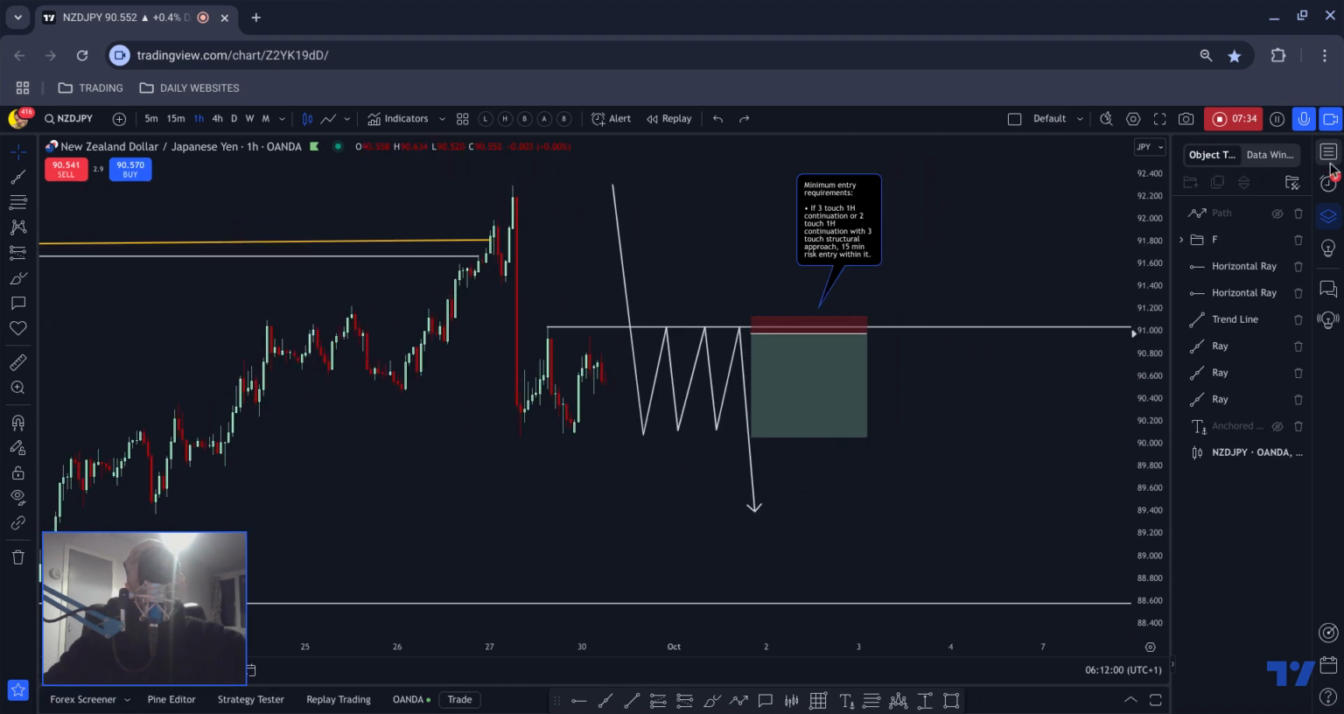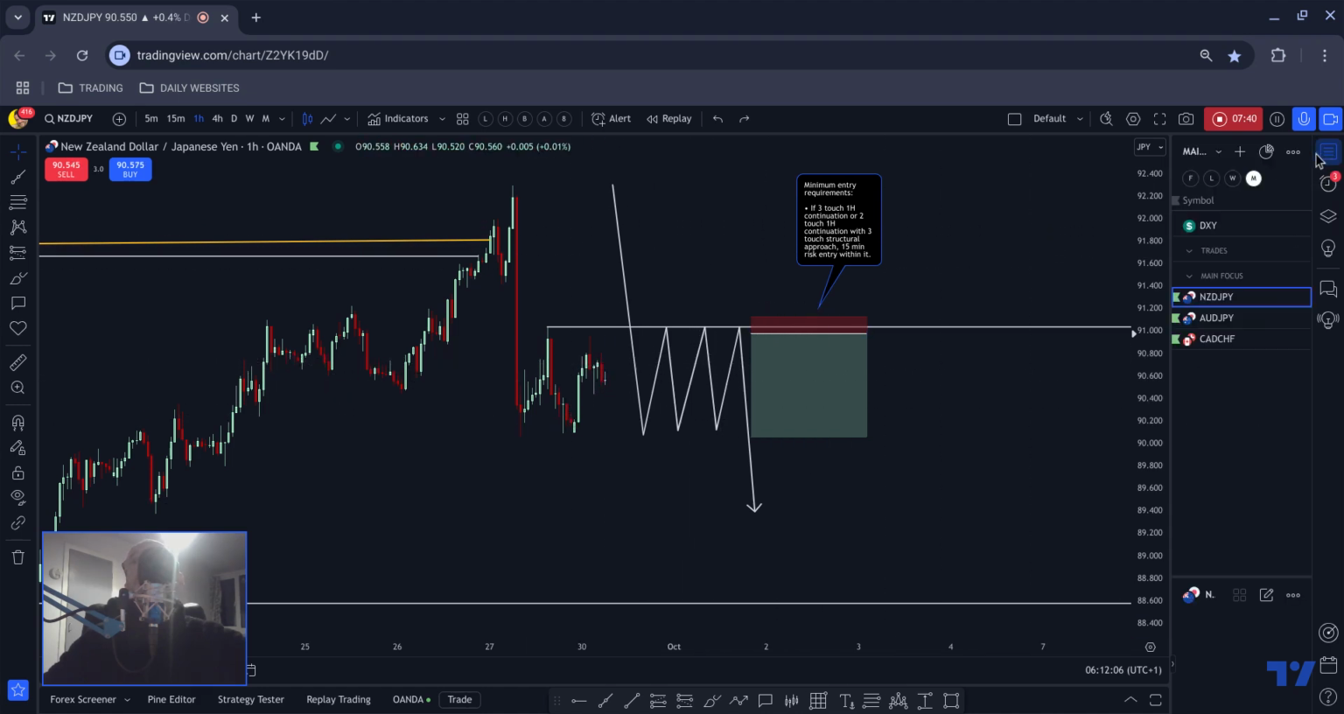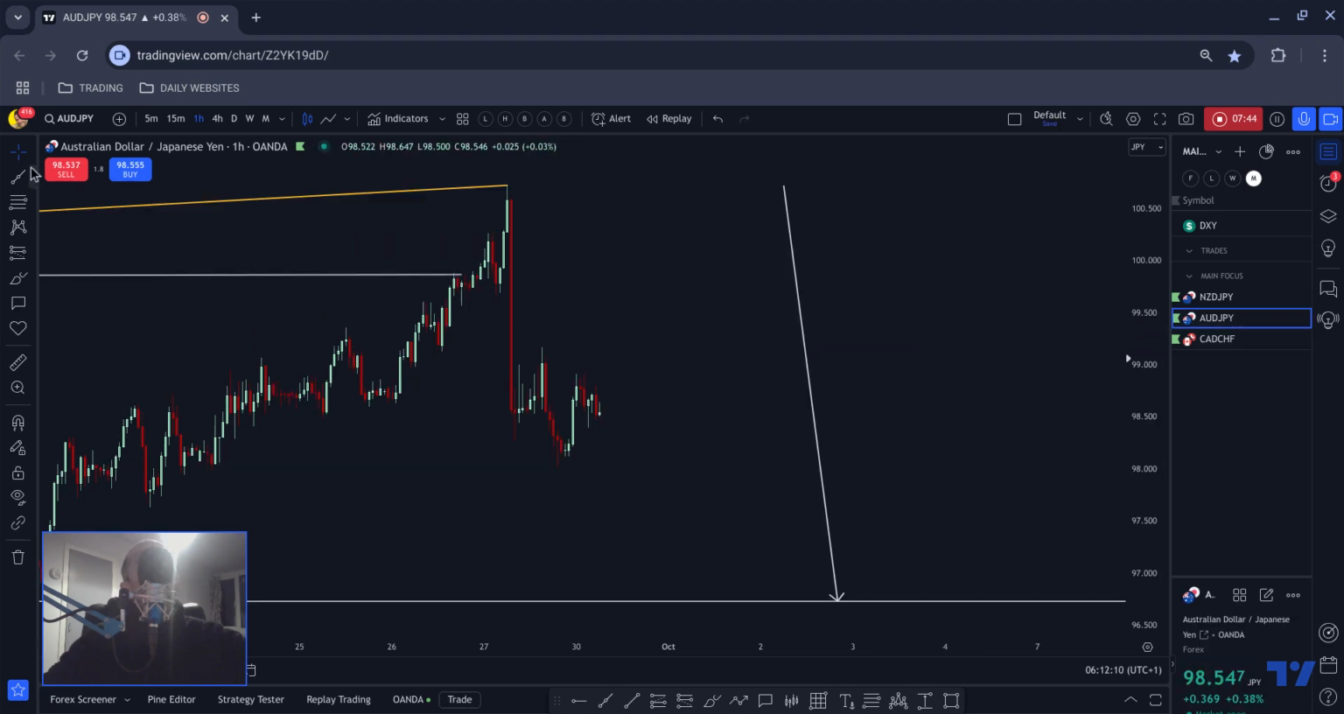If anything does, if it doesn't, it doesn't matter. I'm not going to FOMO in like these sellers are doing at the moment, especially when I'm trading someone else's capital. Right, so that is Kiwi yen.